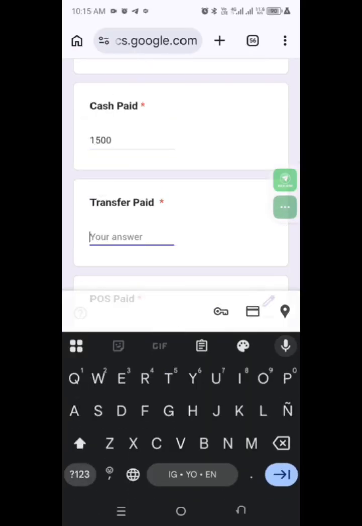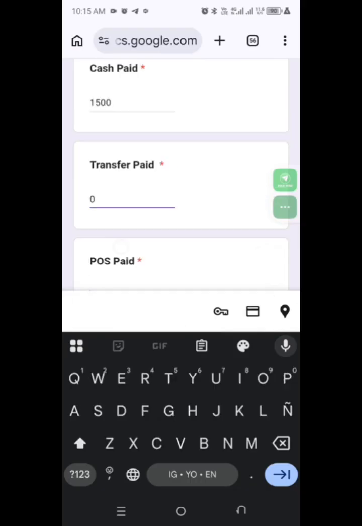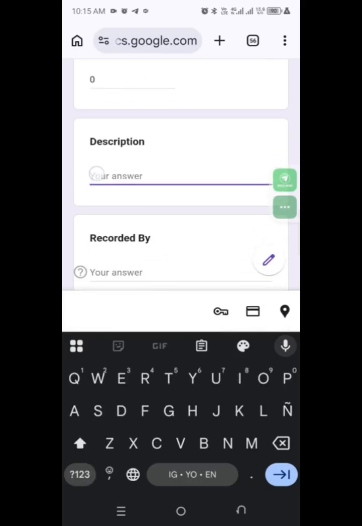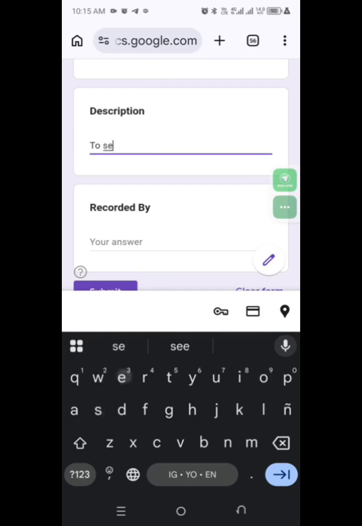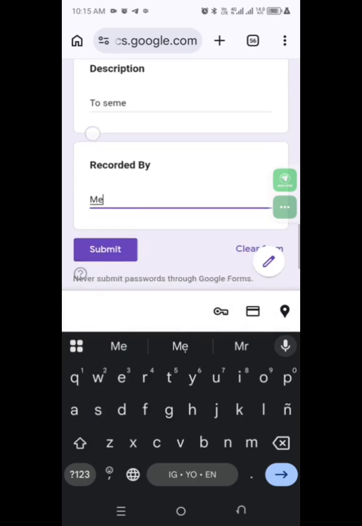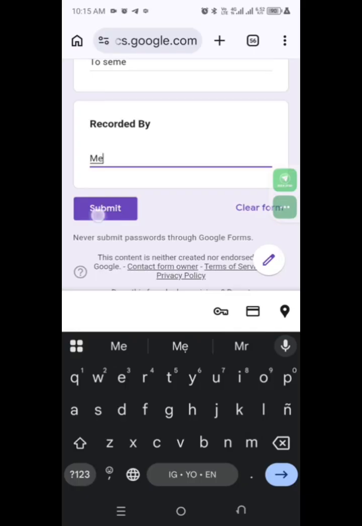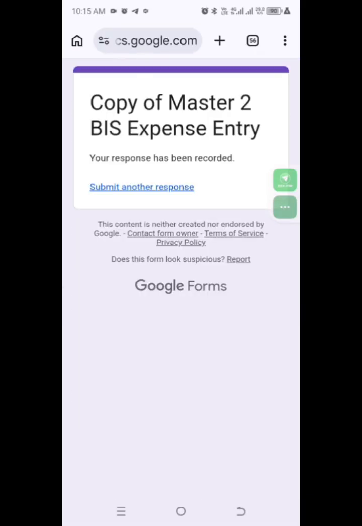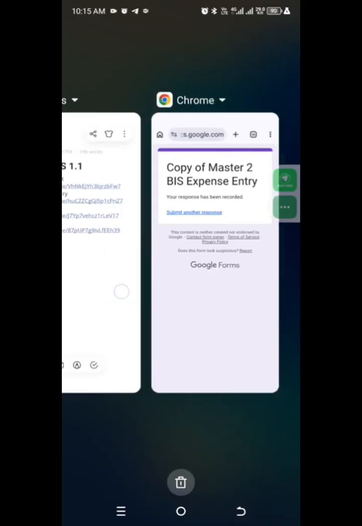So we didn't make any transfer. We didn't make any POS. You can decide to put recorded by me. It is also not compulsory to put recorded by. So now let's go to our dashboard and let's see how this will be on our dashboard.